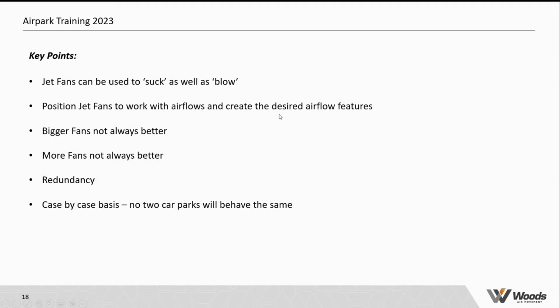So a few key points to take away from this optimization process and procedure. Jet fans can be used to suck as well as blow. Generally speaking, the general idea with a jet fan is that it blows air out the back of it to ventilate the region behind it and direct air to where you want it to go. However, as a byproduct of that, it also has to draw air into the area where the jet fan is in order to replace the air it has blown out.